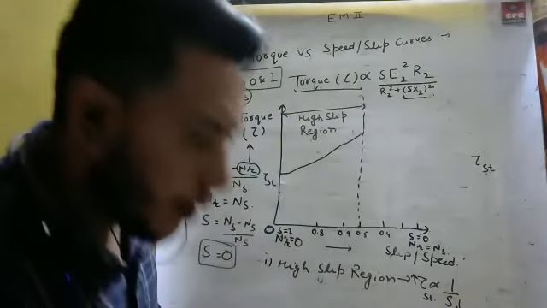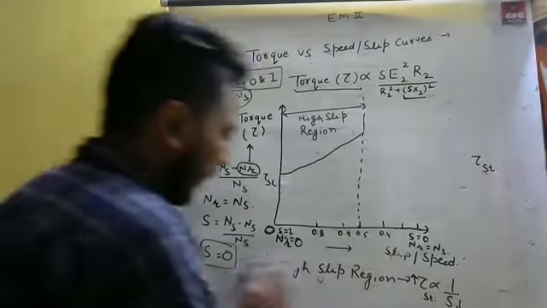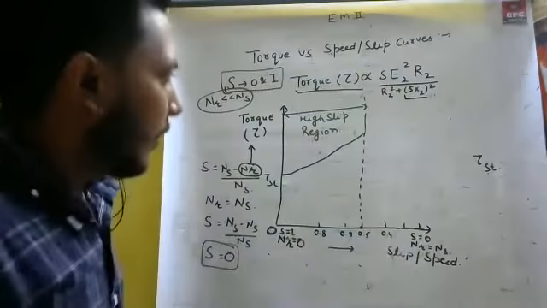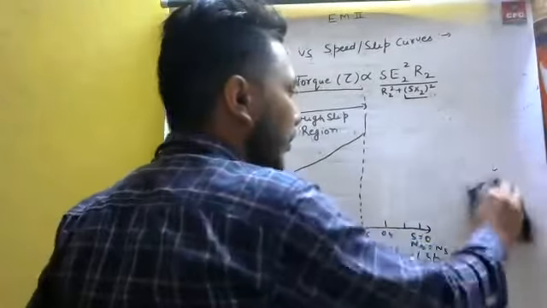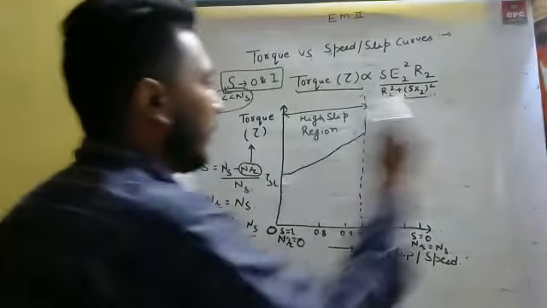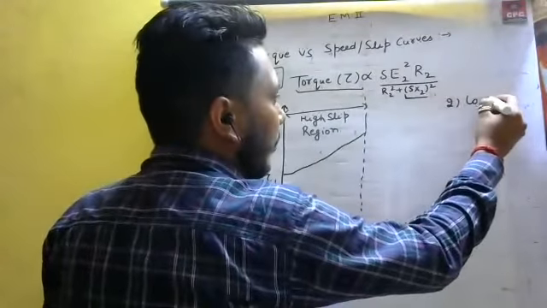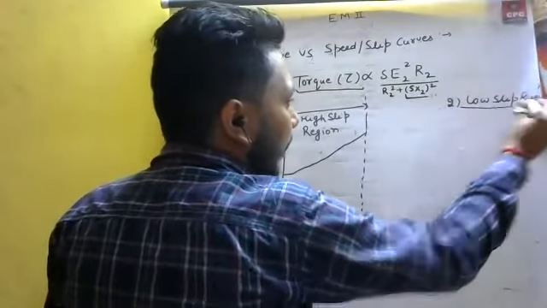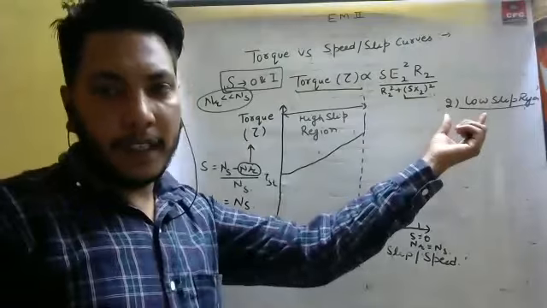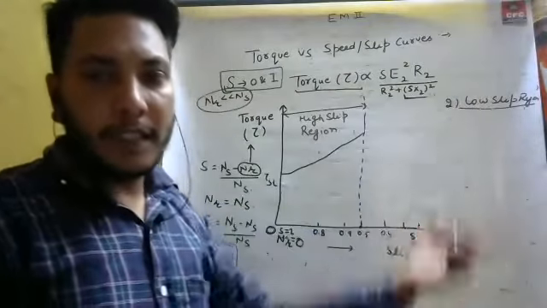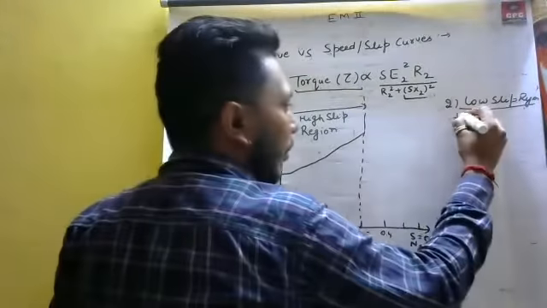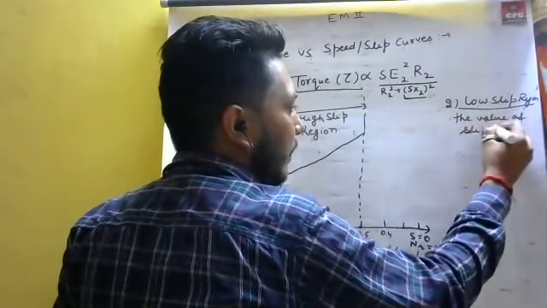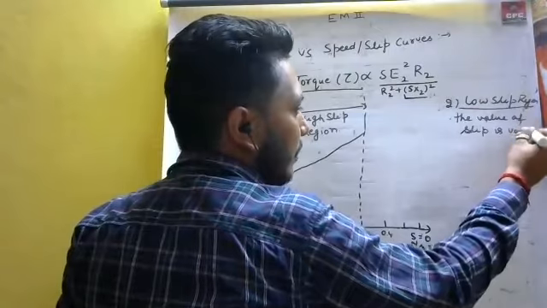Now the second one is your low slip region. In the low slip region, the value of slip is very small.